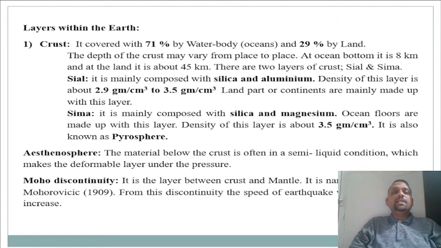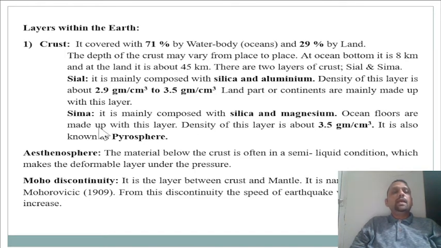The density of this layer is about 2.9 gram per cubic centimeter to 3.5 gram per cubic centimeter. The land part, or continents, are mainly made up of this layer. Sima is the second layer of the crust. It is mainly composed of silica and magnesium. Ocean floors are made up of this layer. The density of this layer is about 3.5 gram per cubic centimeter. It is also known as the pyrosphere.